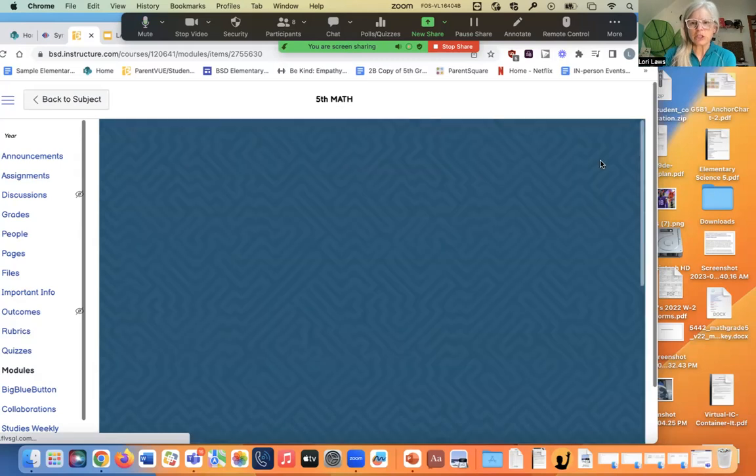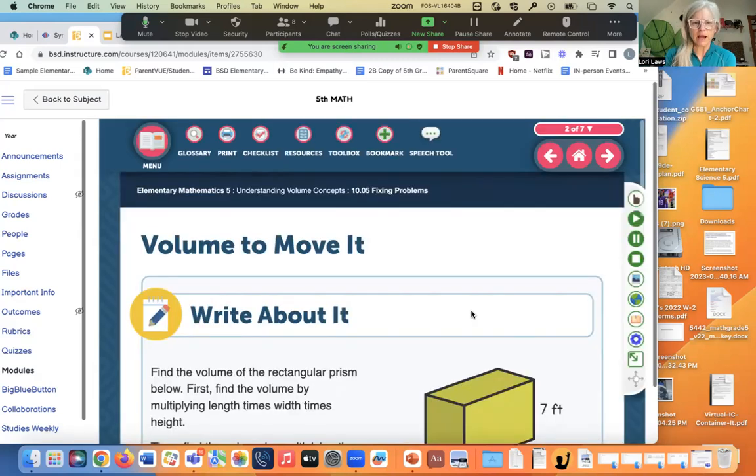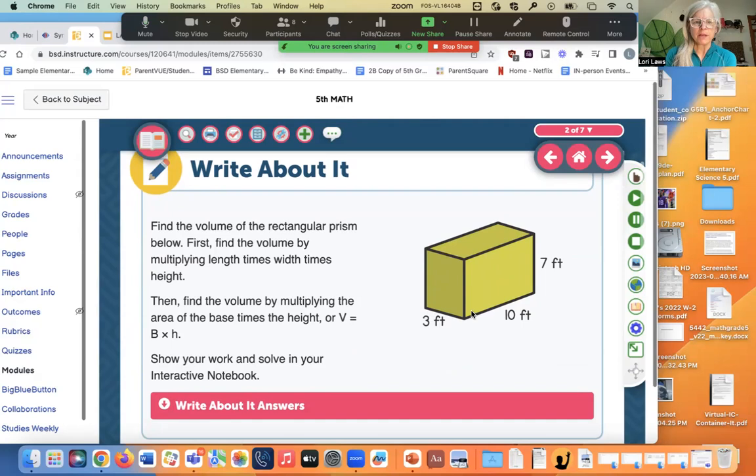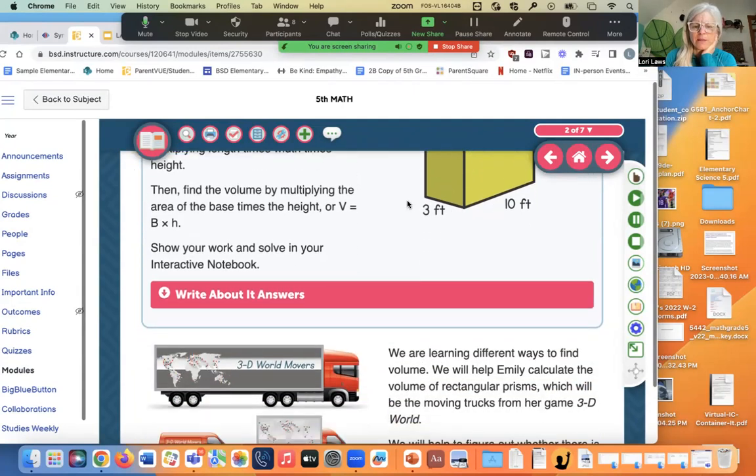So let's look at page 2 of this lesson. 10:05, fixing problems, write about it. Find the volume of the rectangular prism below. First, find the volume by multiplying length times width times height. Then find the volume by multiplying the area of the base times the height. So what they're saying there is there's 2 ways you can go about this. You can just multiply the 3 numbers together, 3 times 10 times 7, or you can find out the base and then see how many layers are on there.